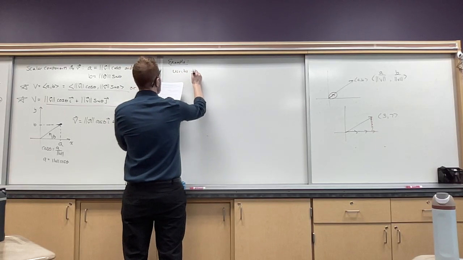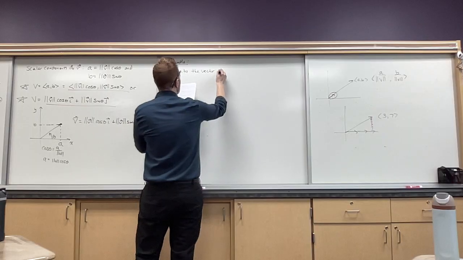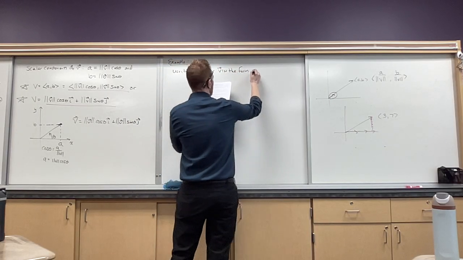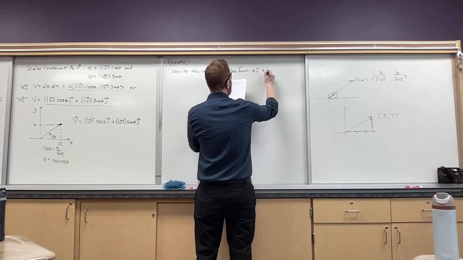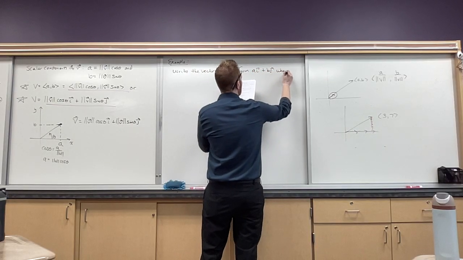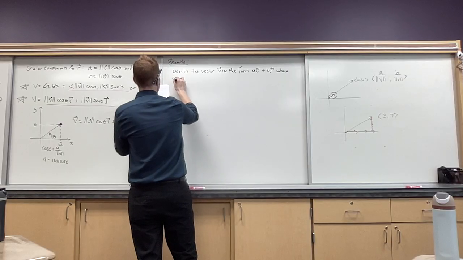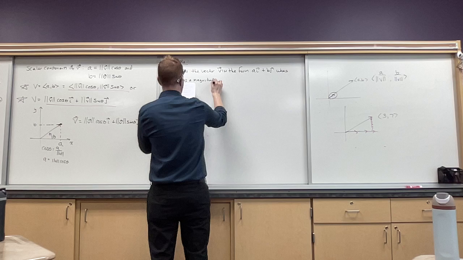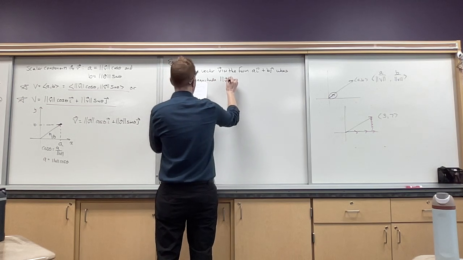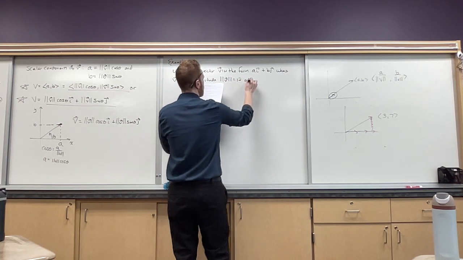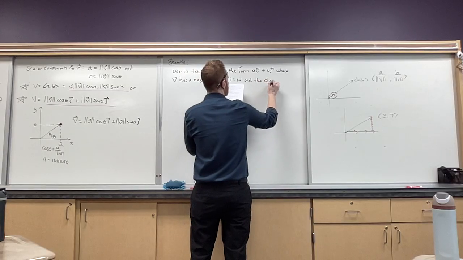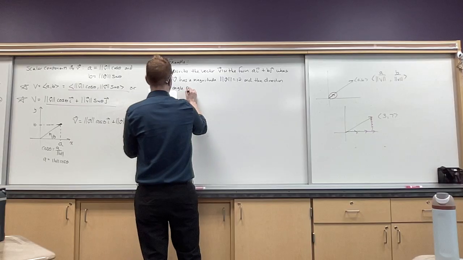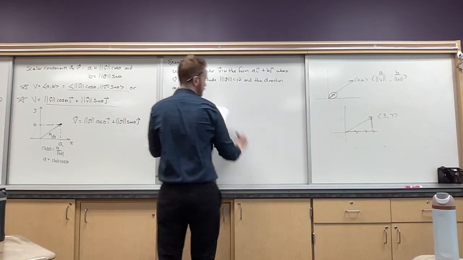Write the vector v in the form ai plus bj, where v has a magnitude of 12 and the direction angle, we'll call theta, is pi over 6.